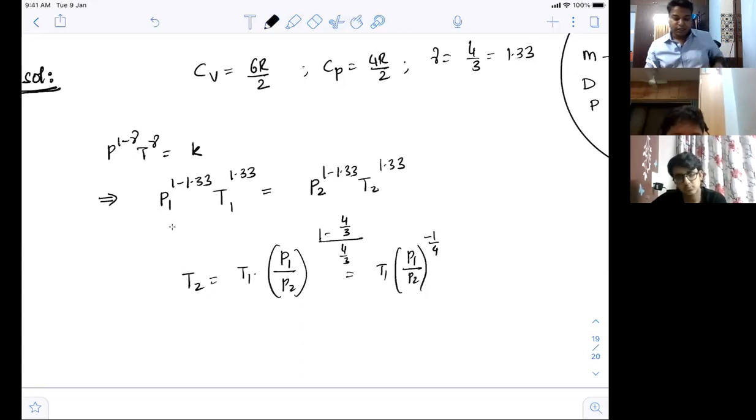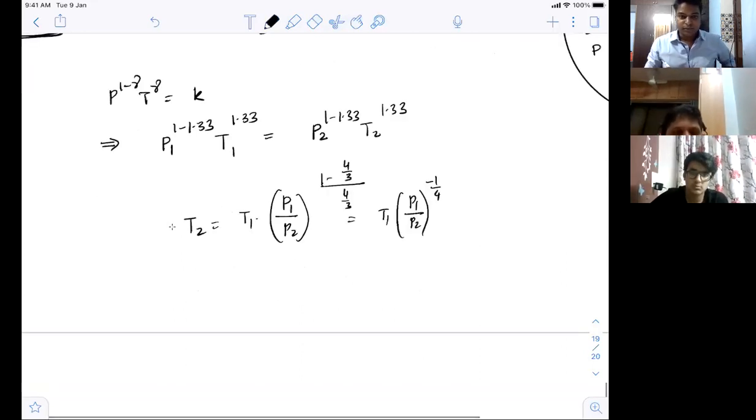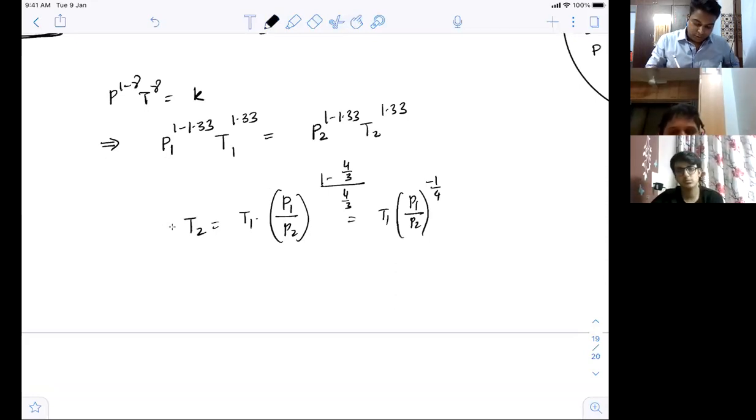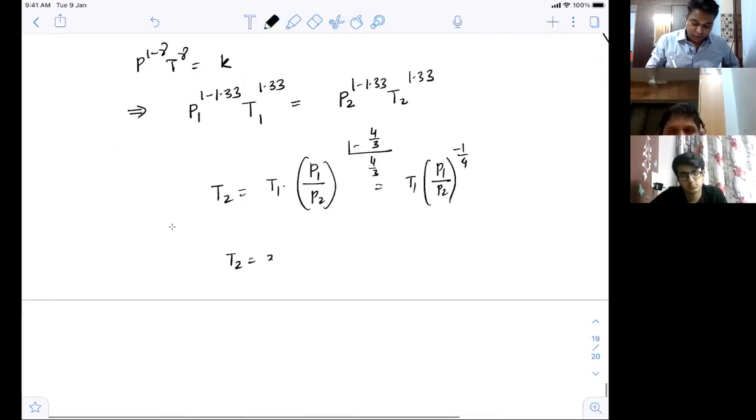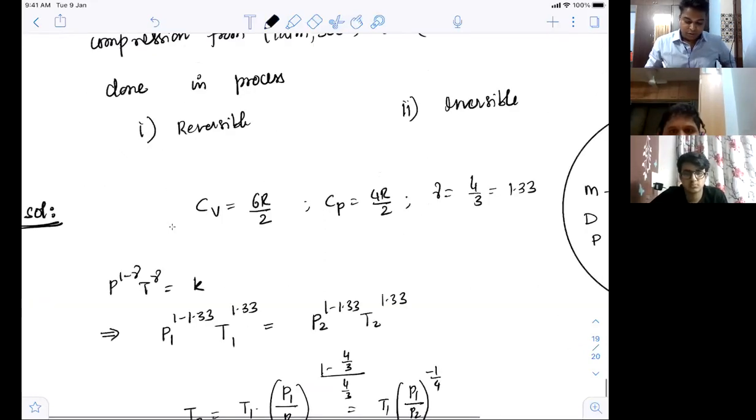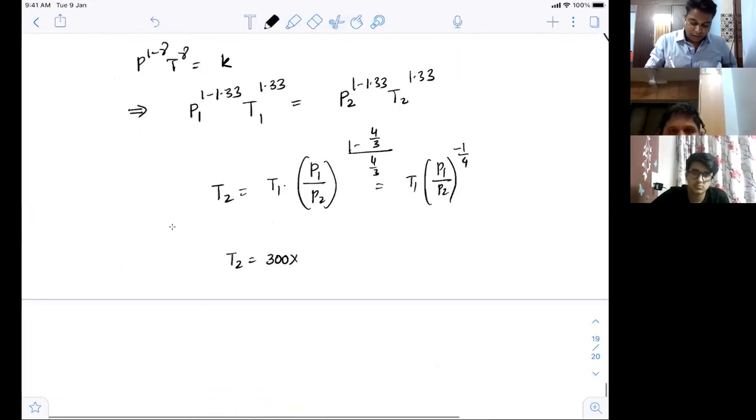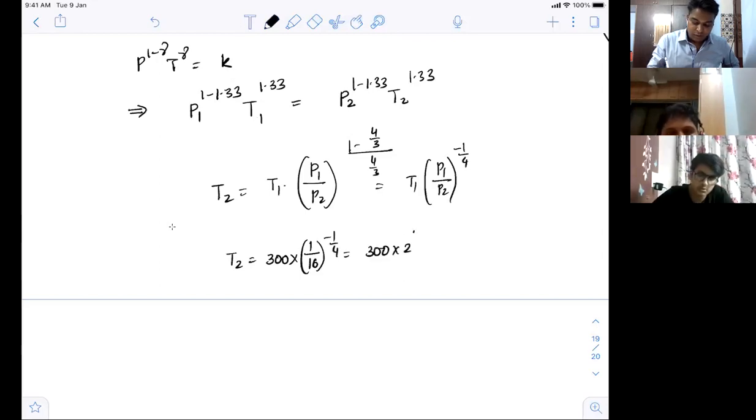Okay, you'll get this as minus 1 by 4. So T2 will be equal to T1. How much was T1? 300. So 300 multiplied by P1, which was 1, and P2 was 16, whole raised to power of minus 1 by 4. So which is 300 into 2 raised to power of 4, whole raised to power of 1 by 4. So which is 2 times of 300, which makes it 600 kelvins.